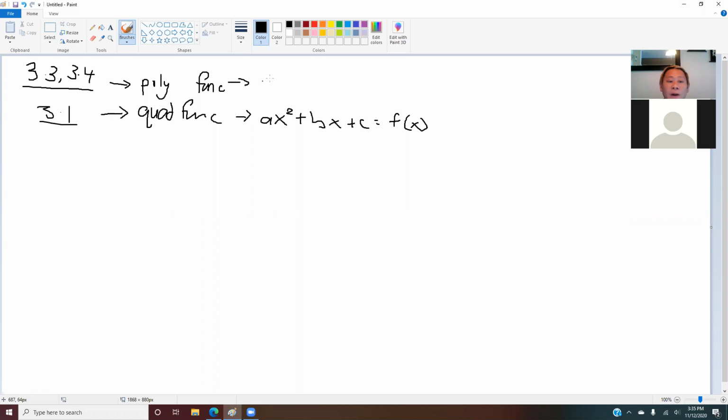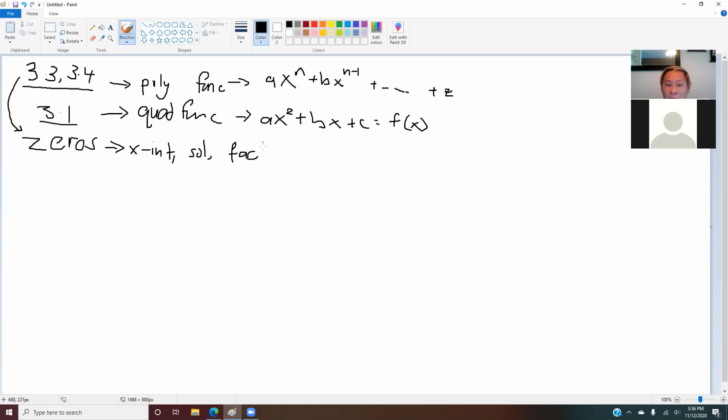But now the polynomial function is given by ax^n plus bx^(n-1), and then plus, until whatever the last constant is. So now the polynomial function is very difficult to find the zeros for. Okay. So the main part of sections 3.3 and 3.4 is to find zeros. Finding zeros is the same thing as finding the x-intercept, finding the solution, or finding the factor. They're all the same thing.